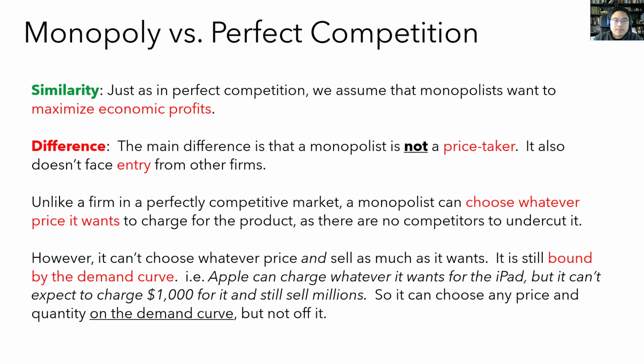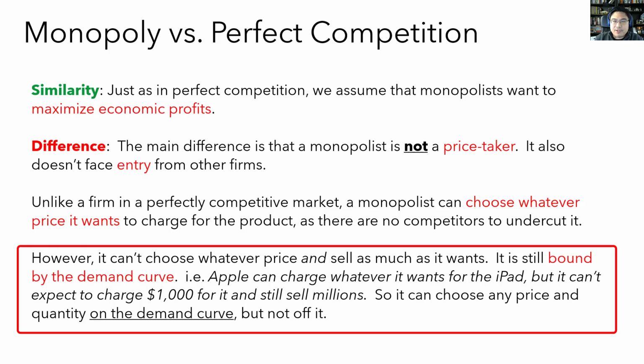Now, one thing to keep in mind is that saying that the monopolist can choose whatever price it wants is not the same as saying it can choose whatever price and sell however much it wants. So for example, Apple can charge whatever it wants to charge for the iPad, but it can't charge $1,000 for the iPad and still expect to sell millions of iPads.